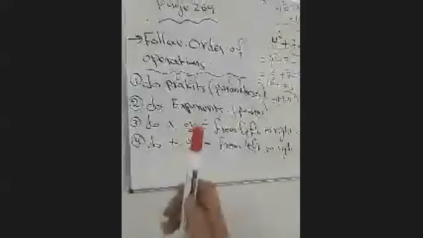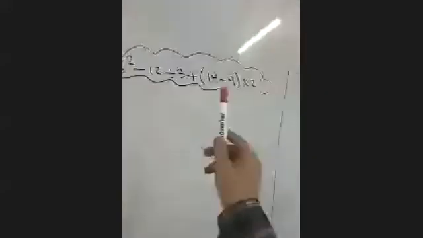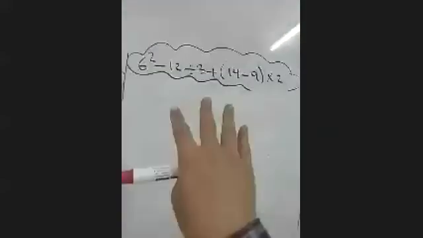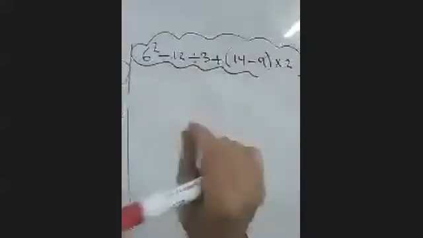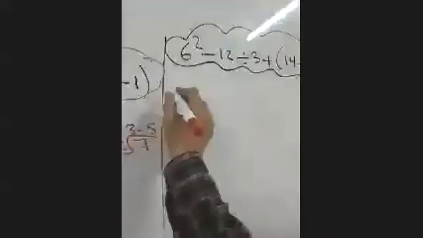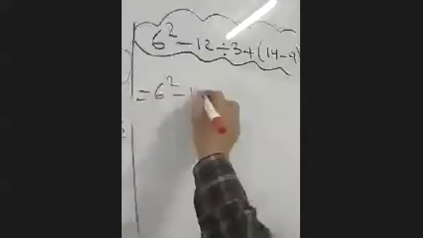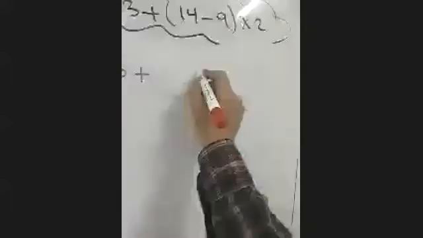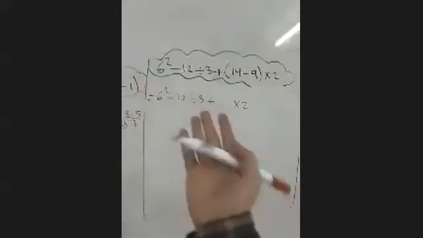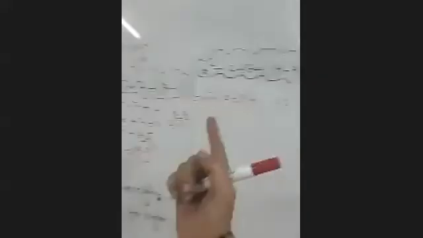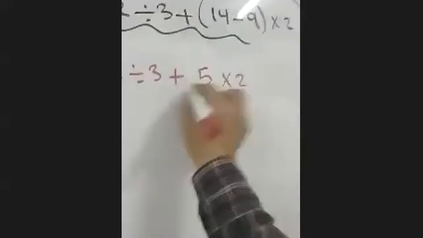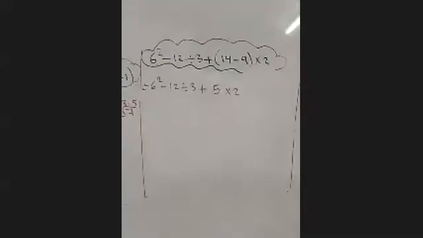Let's do the first step, which is the parentheses. Now, do we have parentheses here? Yes, I have this one. So I'll do this parentheses first, and all other things will come down the same. So look here, 6 to the power 2 comes down, 12 comes down, divided by 3 plus, and multiply 2 comes down. Everything comes down except the bracket, which I do in the first step. Now 14 minus 9 is 5. So I did the bracket.